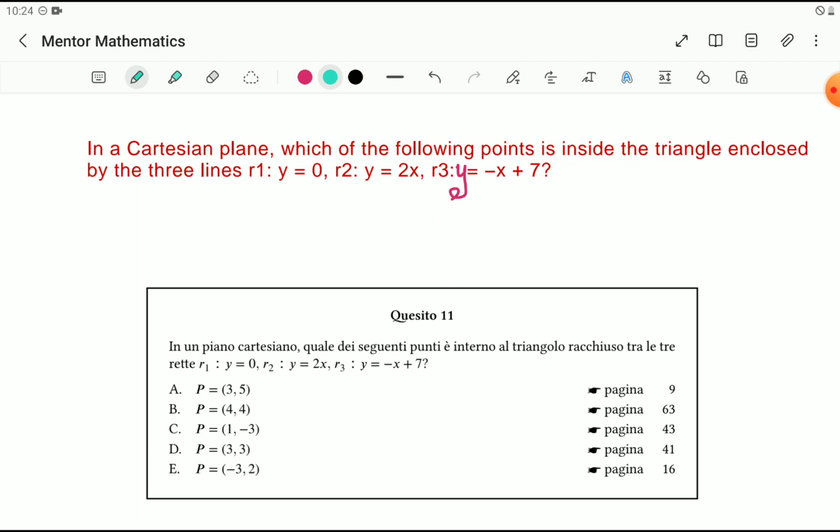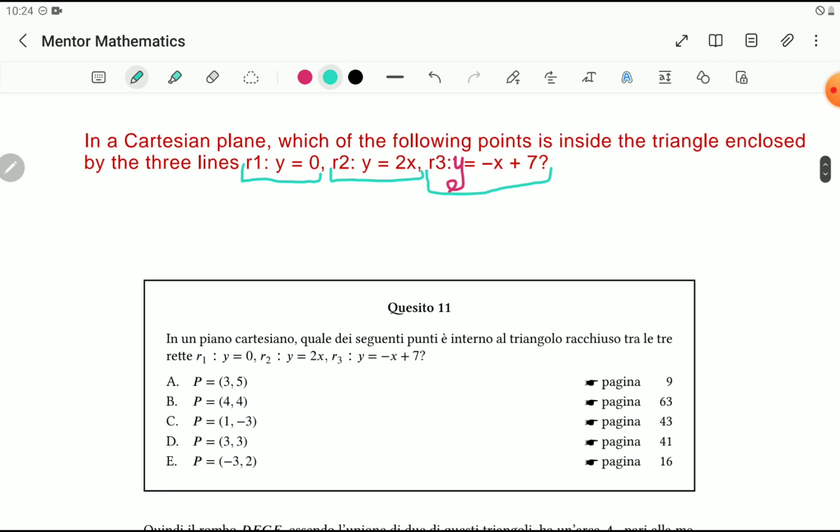Let's read it. In a Cartesian plane, which of the following points is inside the triangle enclosed by the three lines? And the three lines are R1: y equal to 0, R2: y equal to 2x, and R3: y equal to minus x plus 7.